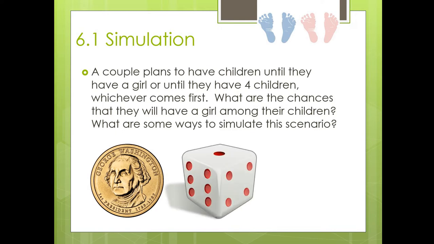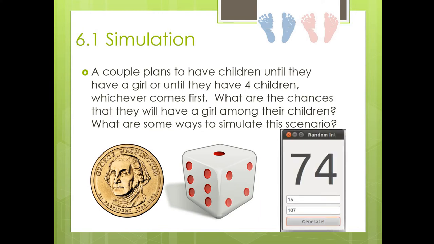You could roll a die, even numbers girls, odd numbers boys, and do the same thing, or you could use a random number generator and do again even numbers girl, odd numbers boys, and have the same plan.